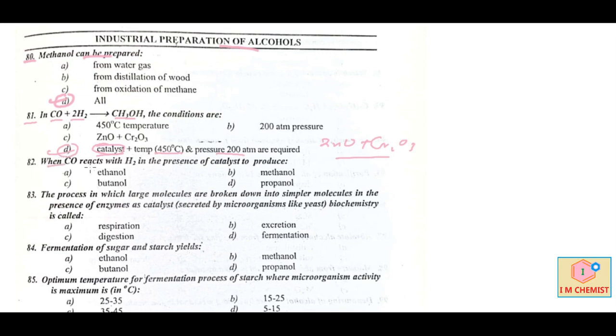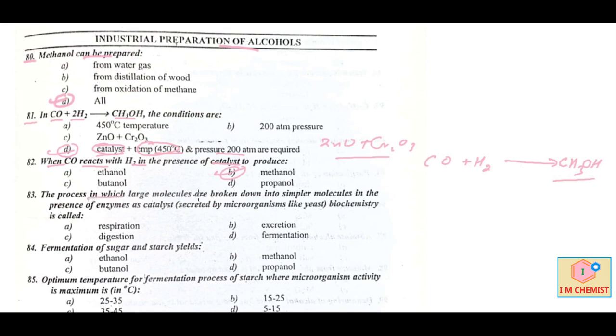MCQ number 82. When carbon monoxide reacts with hydrogen in the presence of catalyst to produce. When carbon monoxide reacts with hydrogen in the presence of all these conditions, it gives you CH3OH, and this is known as methanol. So option number B is correct.